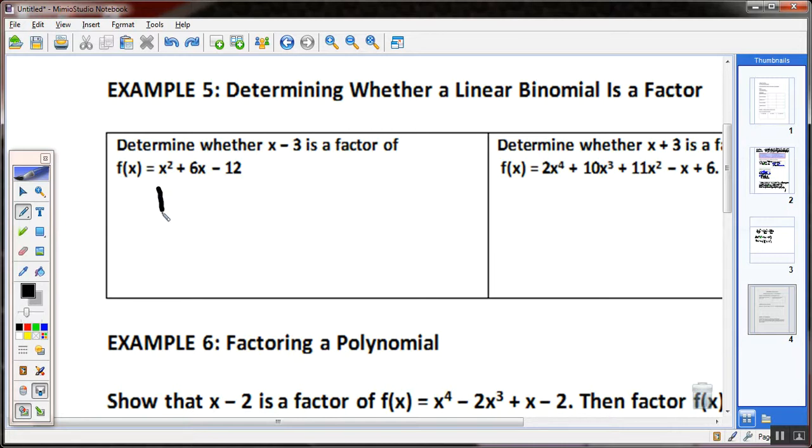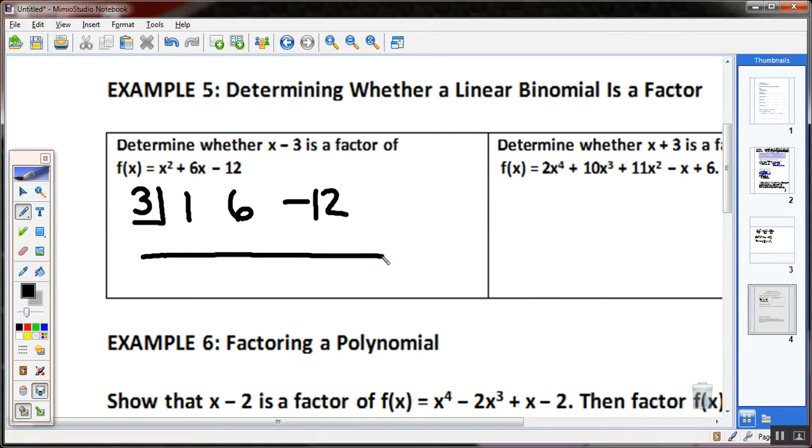What would the k value be if this is of the form x minus 3? It's kind of the opposite of that sign. I'll put 3 up there. How about my coefficients? Make sure you don't skip any terms. What's your first coefficient? 1. 1x squared, plus 6x, minus 12.